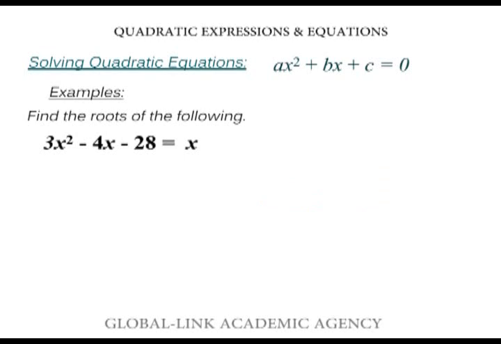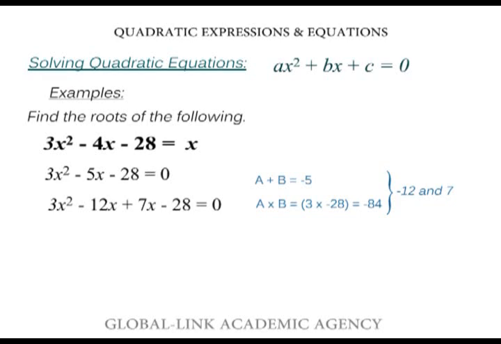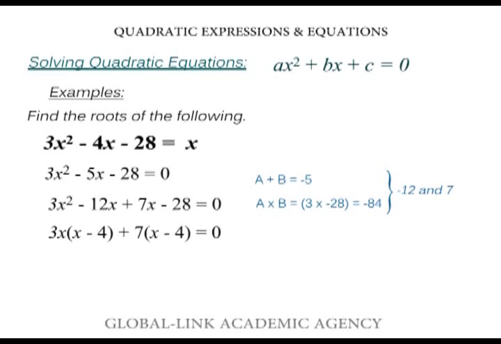C. 3x squared minus 4x minus 28 is equal to x. Write in standard form: 3x squared minus 5x minus 28 is 0. 3x squared minus 12x plus 7x minus 28 is 0. Factorize: 3x into x minus 4 plus 7 into x minus 4 is equal to 0. 3x plus 7 times x minus 4 is 0.